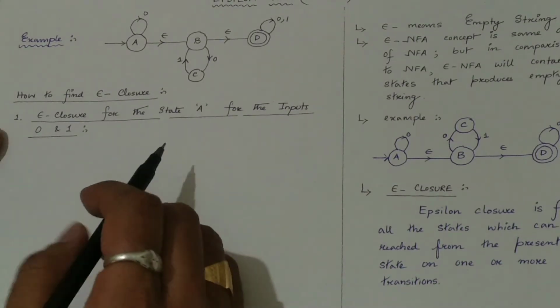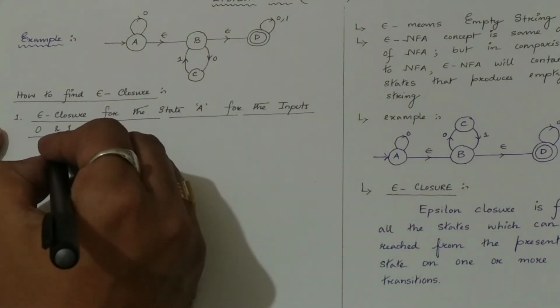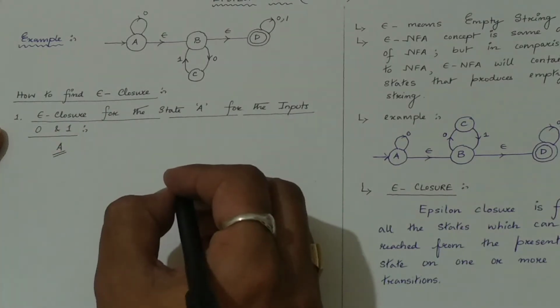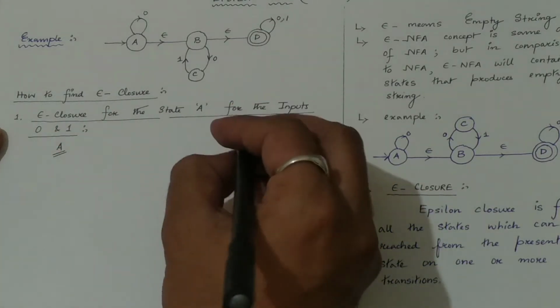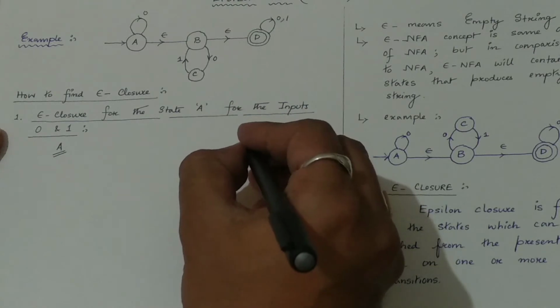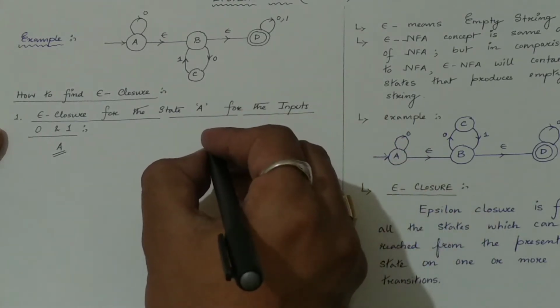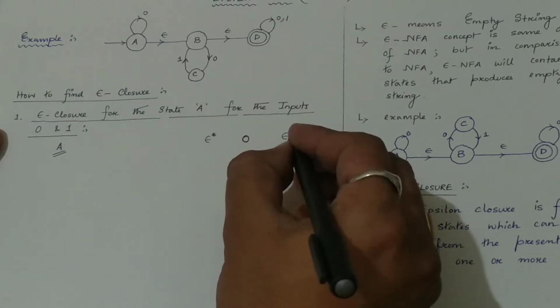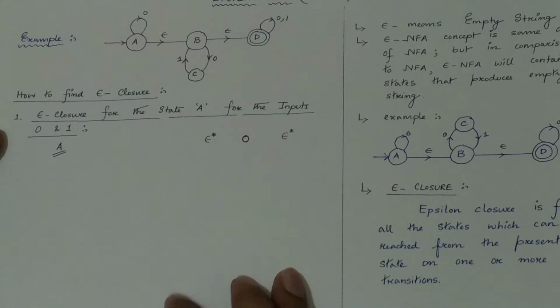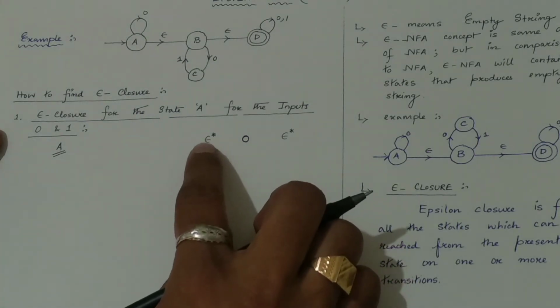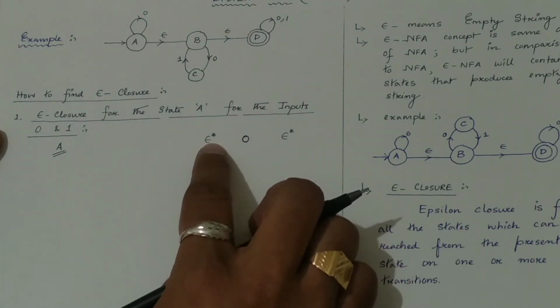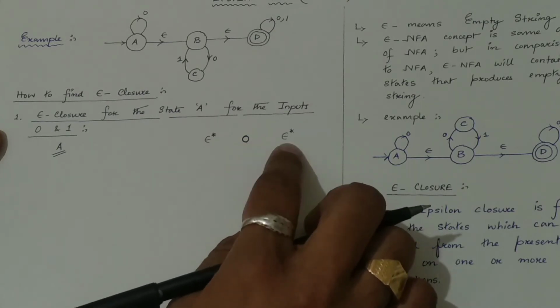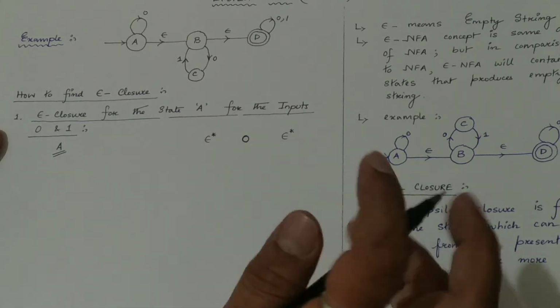First I will find it for A. For A I will find the epsilon closure. 0 is the input symbol. First I will find the epsilon closure initially, and then after finding with 0 I will find the epsilon closure again. This means I will find the transitions for epsilon closure, then again for 0, then for epsilon closure. How to find it? I will let you know now.